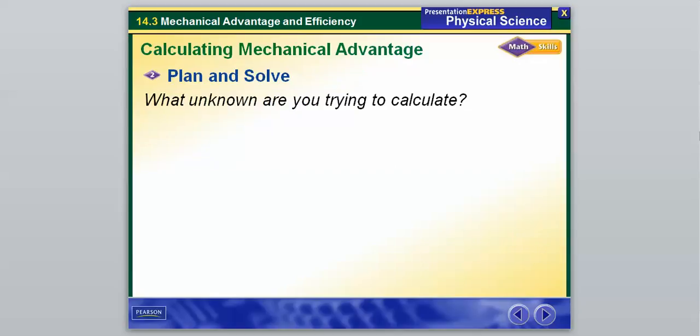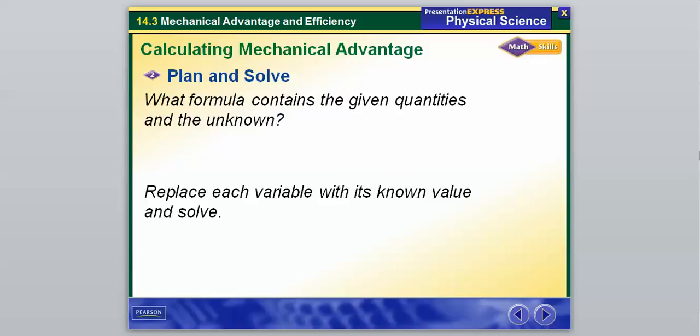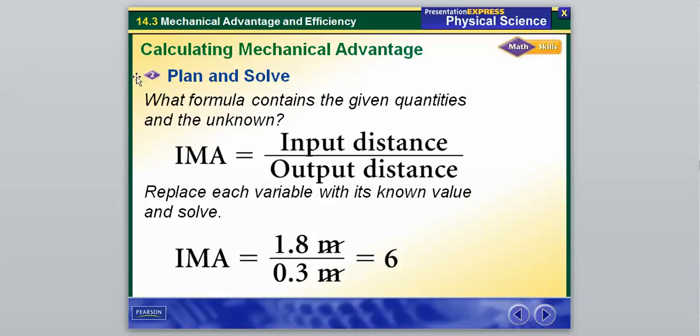And now we are just going to figure out our formula. The ideal mechanical advantage is input distance over output distance, and then we just replace each variable with its known. So 1.8 over 0.3 equals 6. And if you notice here, the meters cancel out, so we have no label for mechanical advantage. That's probably good news for some of you, because you don't like to remember the labels for everything sometimes.